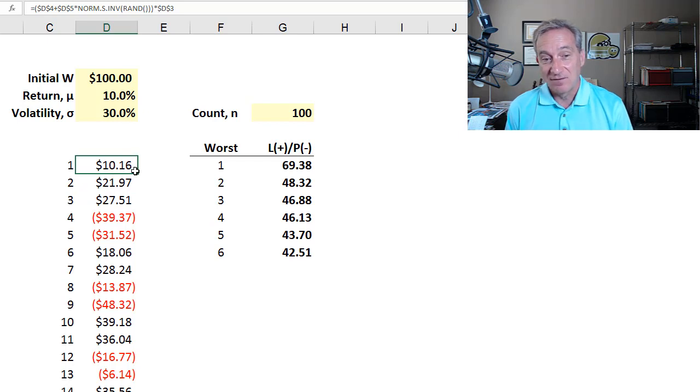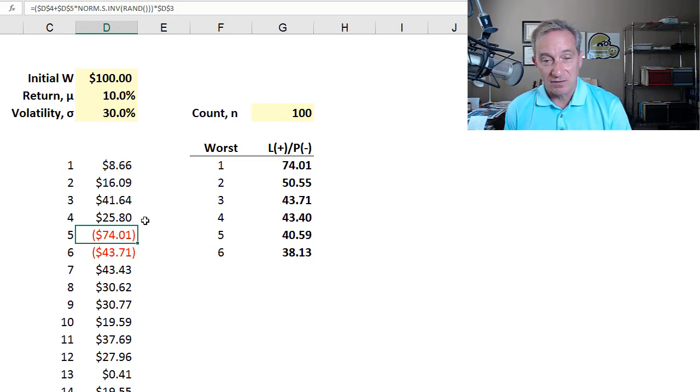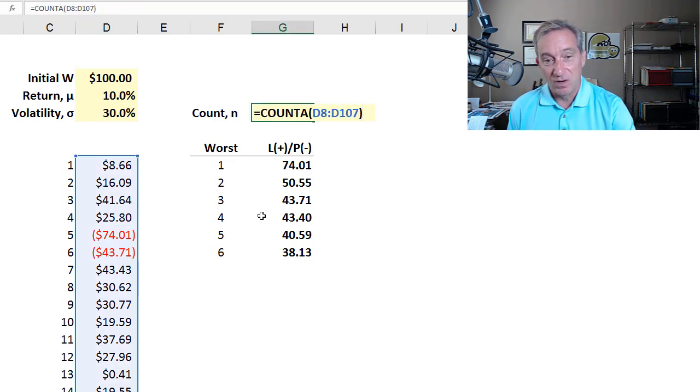So you can see in this first simulation, it's a $10.16 gain in the portfolio. Second simulation here, $21.97 growth in the portfolio. But because we do have a high volatility, we do expect to see some losses, here in red and parentheses. So here's a case where, under the simulation, we lose almost $40 on the position. So that's very simple. I'm not showing you the whole column, but first, second, third, fourth, and every time I rerun it, I get different values. But my count here is 100.